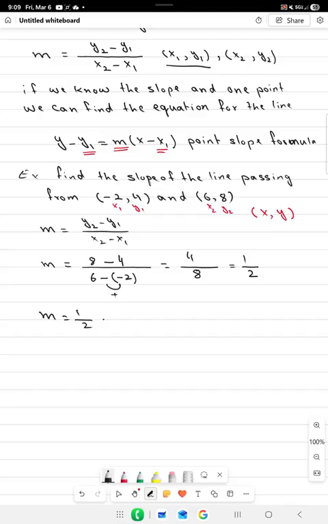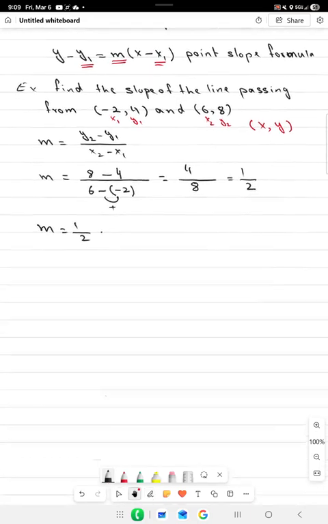If right now they ask me to write the equation, definitely I can write the equation, but I'll show that one in the next example, actually a real life situation, and you will see how you can even create a function.